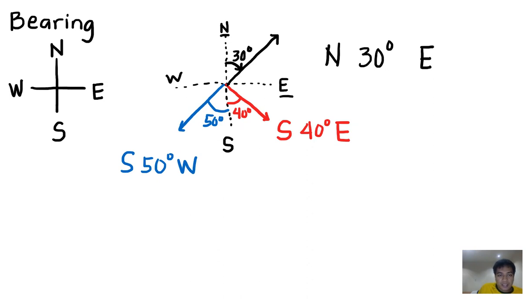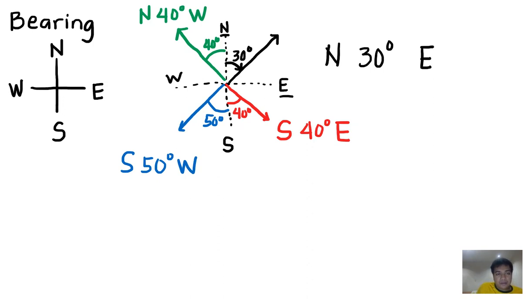Okay, and then kapag nandito naman, okay, in this case ito, measured naman 40 degrees from the north. So the bearing is north 40 degrees west.